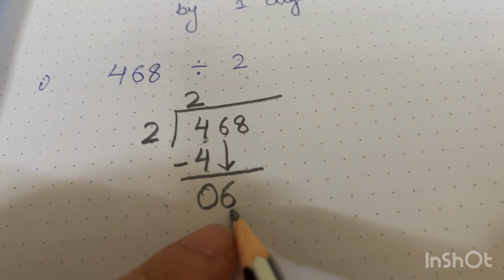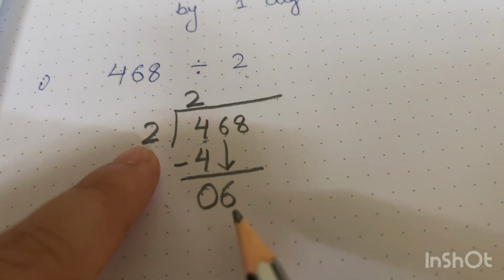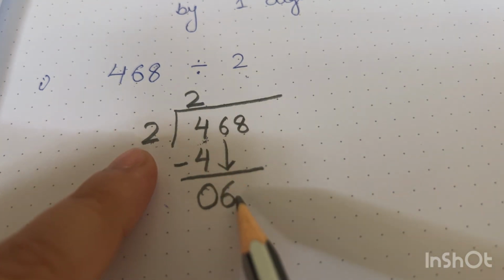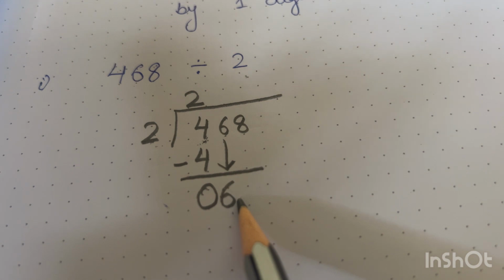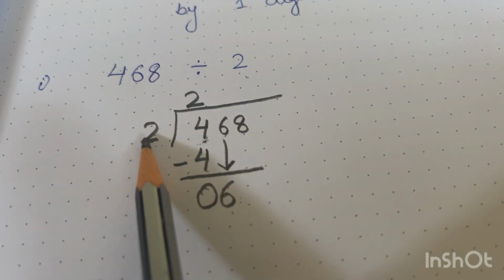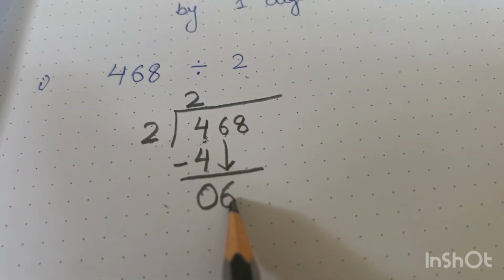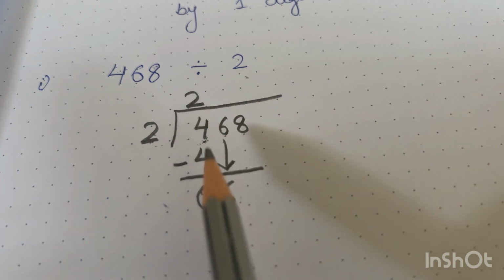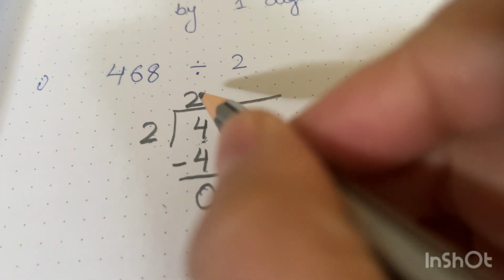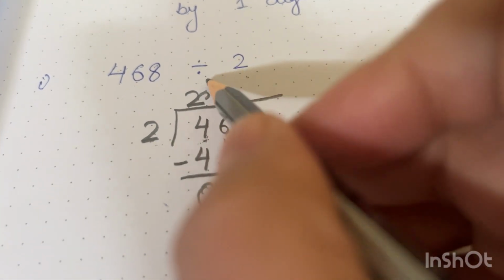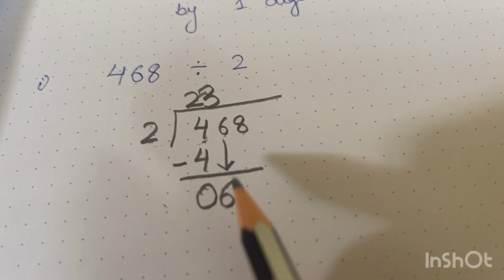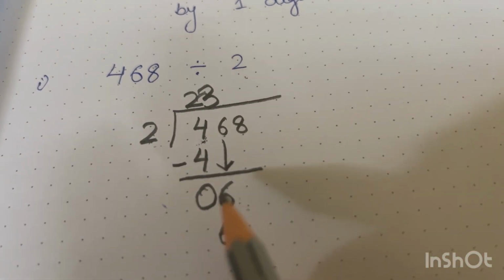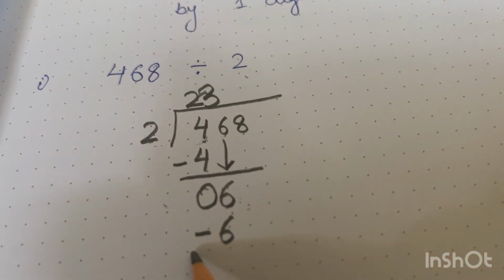Now see, the 6 is bigger than the number 2, so we can easily solve it. So now we'll think of a number, think of the table of 2. So we'll get that 2 3s are 6. So here we will write 3. 2 3s are 6. Again, we'll put a minus sign and the answer will be 0.